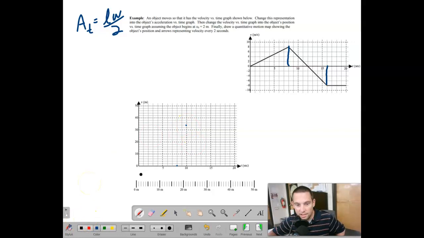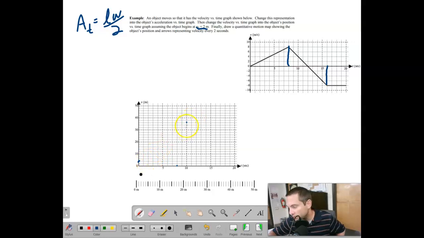But wait, that's not right. 34. Why are we going up to 34? Because we're not starting from 0. In the problem, take a look, x naught is 2 meters, so we're pushing everything up 2 meters. Okay, so it goes from here to here.